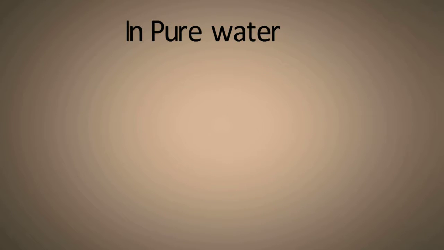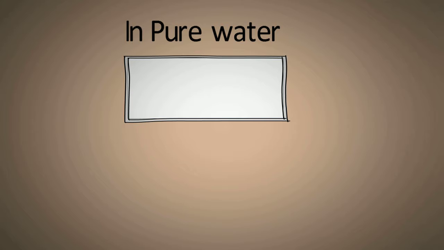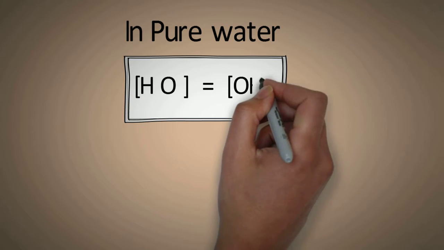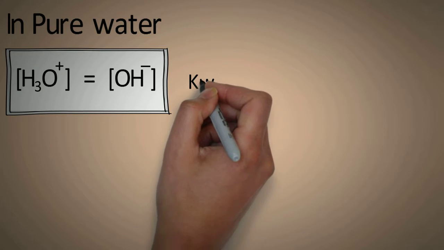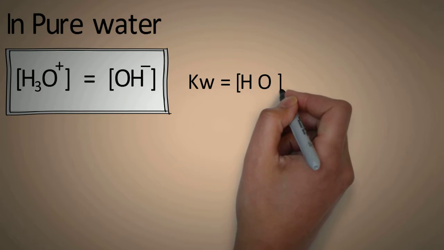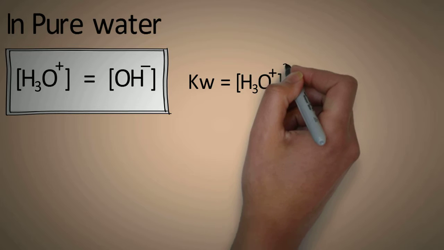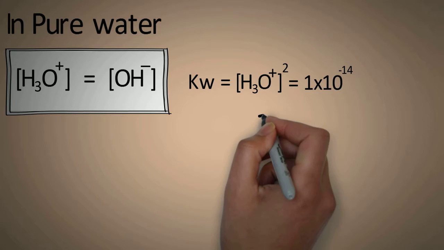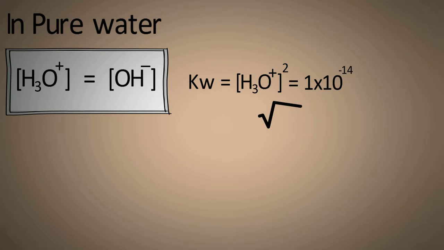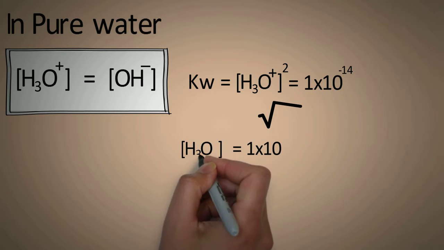Well, in pure water, we can assume that water breaks down into its ions equally, so the concentration of H3O+ will equal OH-. Modifying Kw in terms of H3O+, we get H3O+ squared. This removes the OH- term, and again it is still equal to 1 times 10 to the minus 14. And what we can do with this is square root it to get H3O+ on its own.